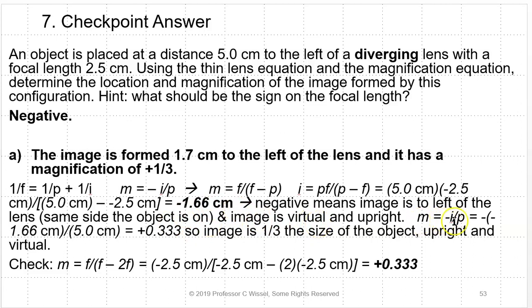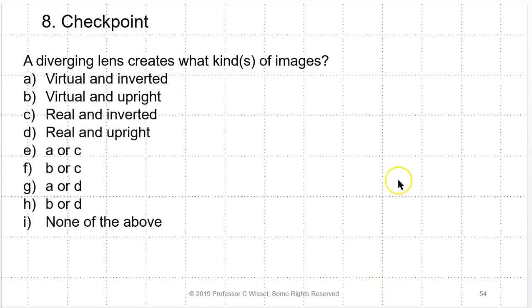M will be minus I over P. And I'm sorry, this wrapped around here. So it's minus 1.66 centimeters divided by 5 centimeters. Positive 0.333. So the image is 1/3 of the size of the object, upright and virtual. And we can plug this in here and check and make sure we got the same thing. If you do, you probably got it right. Or maybe you made 2 mistakes.